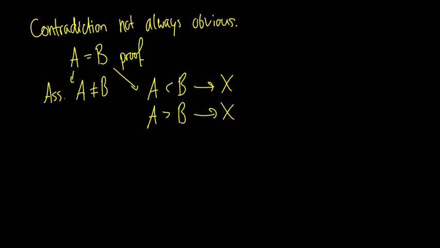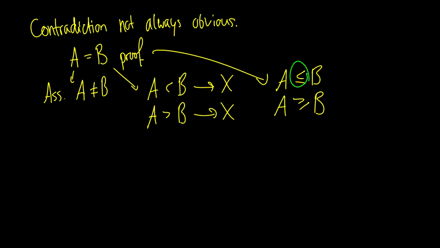And of course, perhaps you don't want to do contradictions, instead you want to show it directly, then you could show that A is less than or equal to B, and A is greater than or equal to B, and if something is less than or equal to, and greater than or equal to, it must be equal to. So those are different ways you can do an A equals B proof.